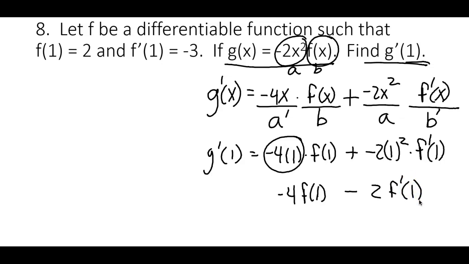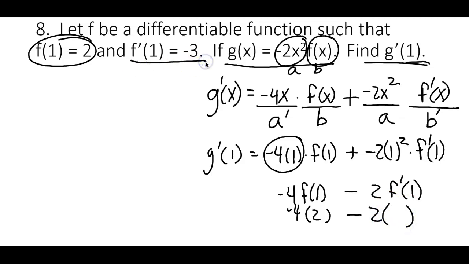And then we could just use the facts that they give us in the word problem to finish it. So f of 1 equals 2, right? So I can replace this f of 1 with 2. And they also tell me that f prime of 1 equals negative 3. So I've got negative 8 plus 6 is negative 2 is my final answer.